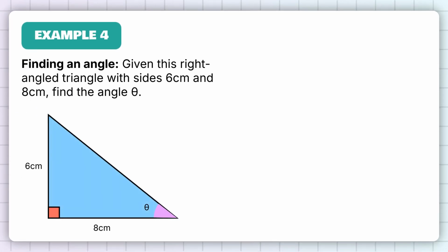Okay, now for our final example. Given a right-angled triangle with the labeled sides 6 centimeters and 8 centimeters, find the angle theta. Note that in relation to theta, the 8 centimeter side is the adjacent side and the 6 centimeter side is the opposite side. Hence, tangent is the appropriate ratio. Substitute in the known values.